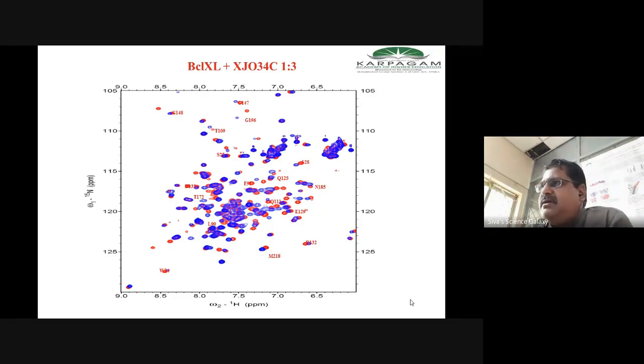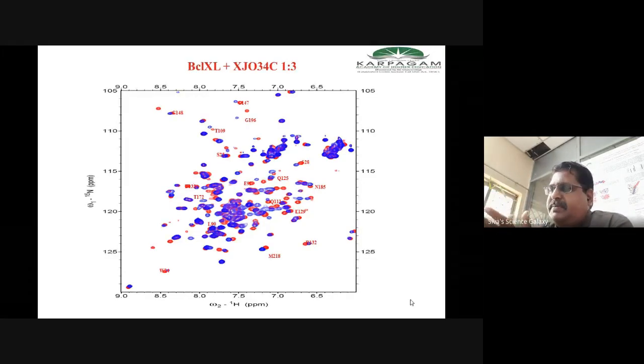Now each spot represents an amide proton. You have the red spots and blue spots. The red spots represent the amide protons of the BCL-XL protein alone. The blue spots represent the amide protons of BCL-XL treated with the ligand XJ34 at a 1:3 ratio. So I have overlapped the two spectra, BCL-XL alone and BCL-XL treated with the ligand.